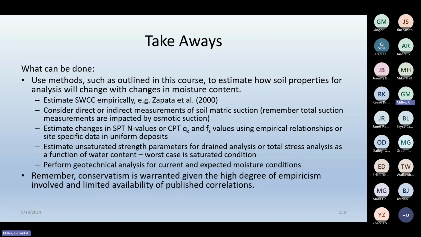And the last point is to remember conservatism is warranted because there's a lot of empiricism in all this. We don't have a huge research database yet on this topic. It's a fairly new topic. There hasn't been that much research, but we do have some data that's helpful and gives us an indication of trends. And you can use it, but just use it cautiously.